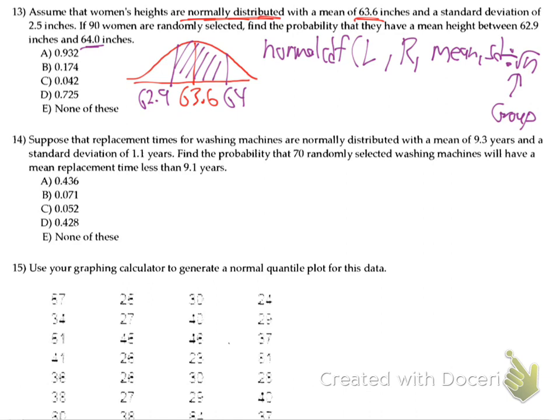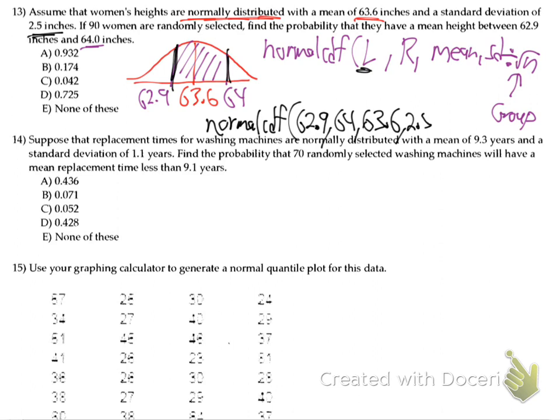So, all right, let me put it down here. Normal CDF. Left edge, that's easy, 62.9. Right edge, 64. Mean is 63.6, it's in the middle. Standard deviation, where is it? Oh, 2.5. 2.5, but 2.5 divided by square root 90, like that. Yeah, that's all you have to do. There's nothing else. No 1 minus answer or anything. Just like that, that'll take care of it. It's answer A, 0.932.